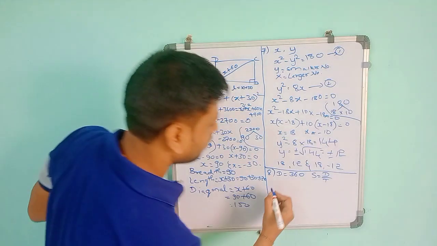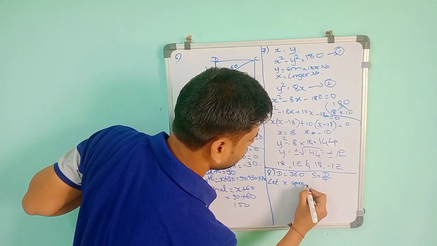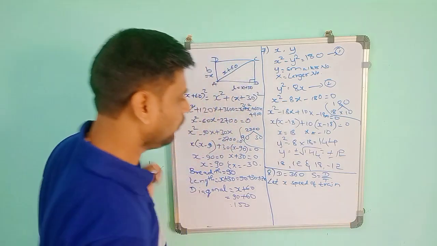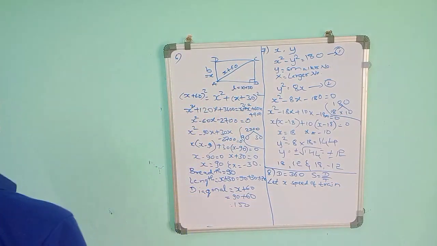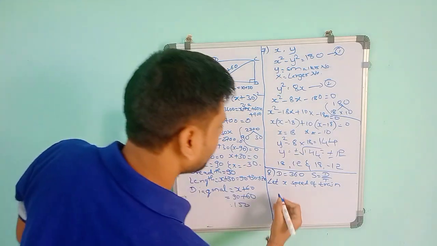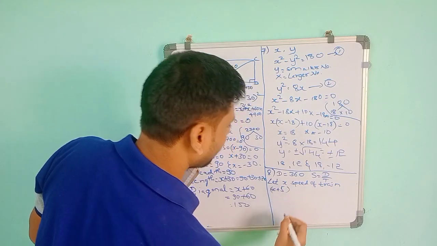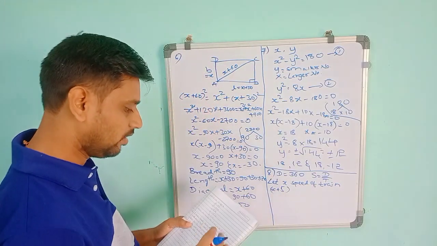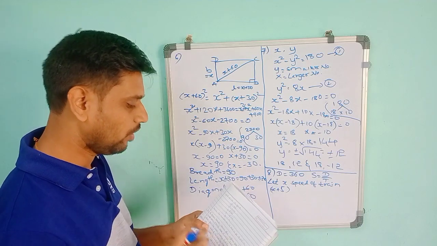So let x be the speed of the train. And they gave the second condition: 5 km per hour more, that is x plus 5. So the speed of the second case is x plus 5. Then the time difference they gave is 1 hour less.